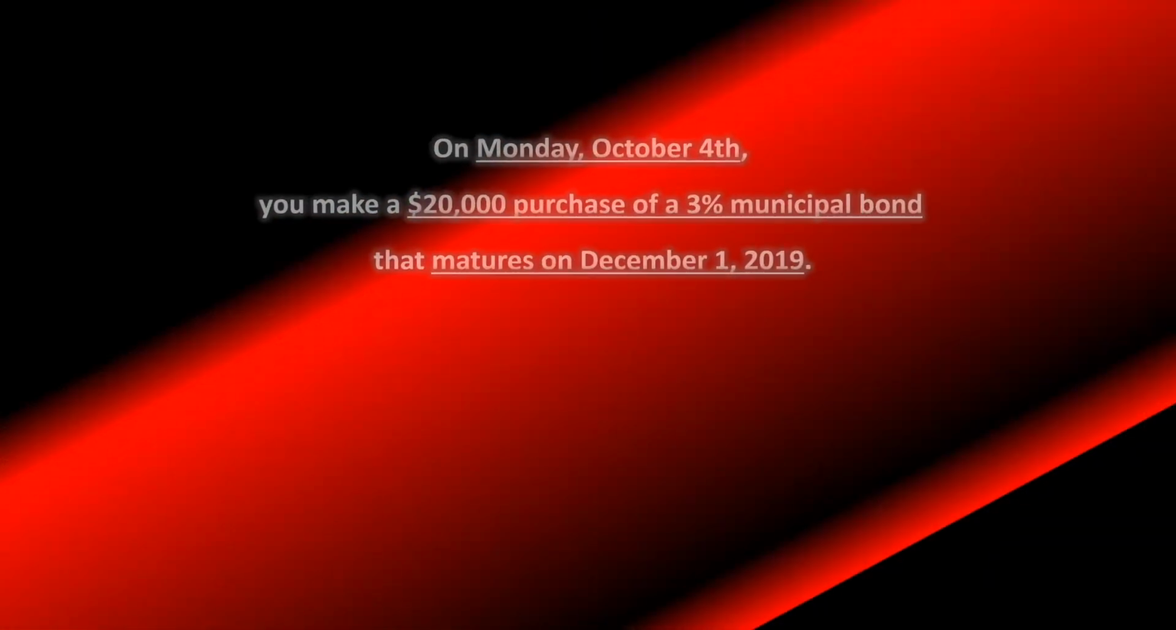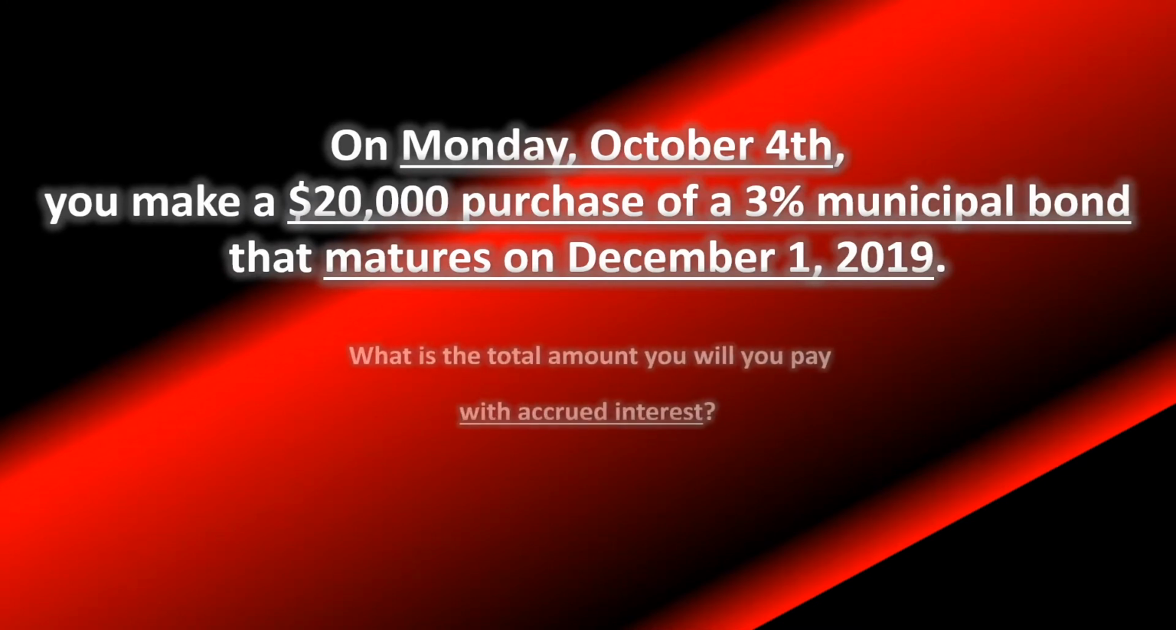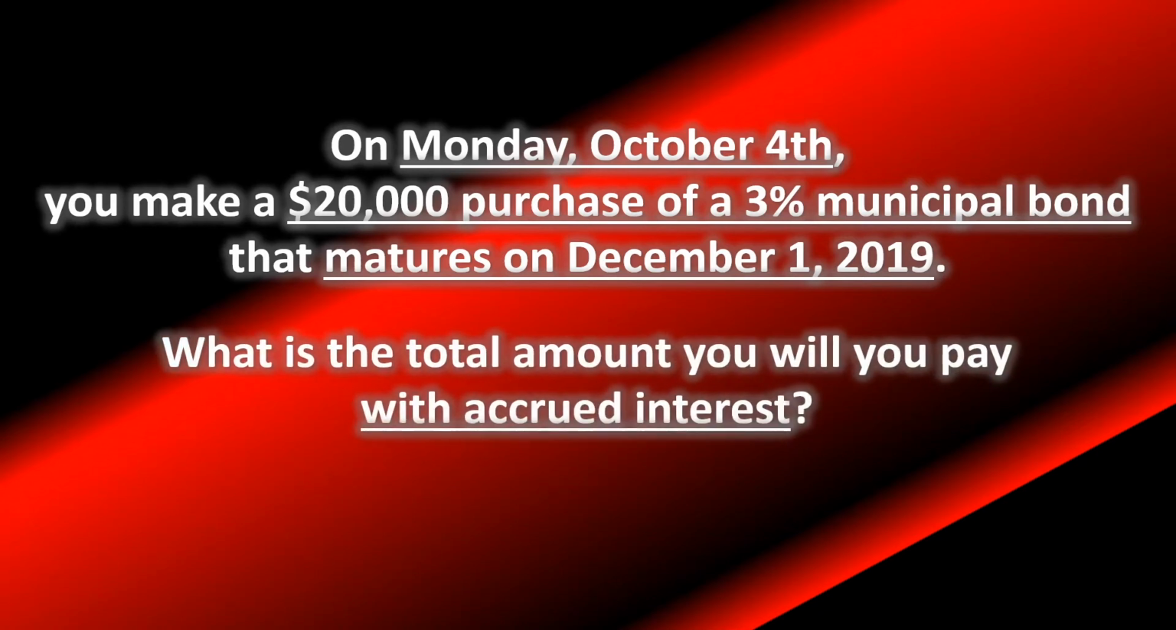Here's an example. On Monday, October 4th, you buy $20,000 worth of a 3% municipal bond that matures on December 1st, 2019. Since interest payments are made semi-annually based on the maturity date, we can anticipate they will be made on June 1st and December 1st. Now, because you bought the bond on October 4th, the last coupon date prior to the purchase was June 1st. And here we've identified the starting point to the accrued interest calculation.